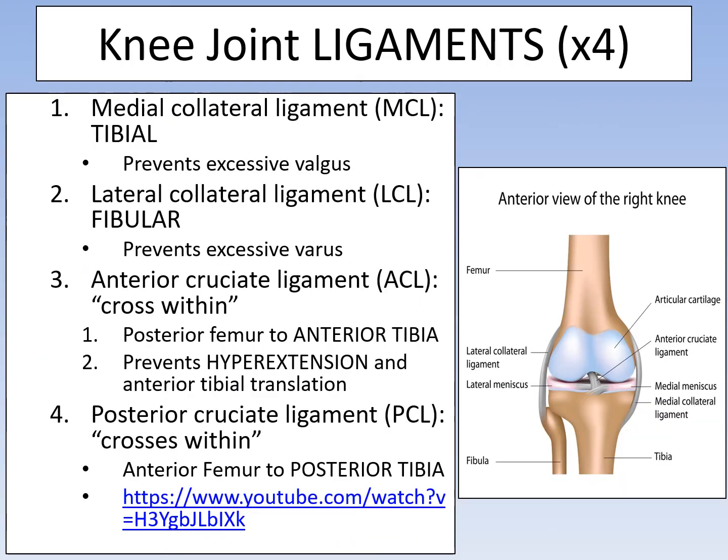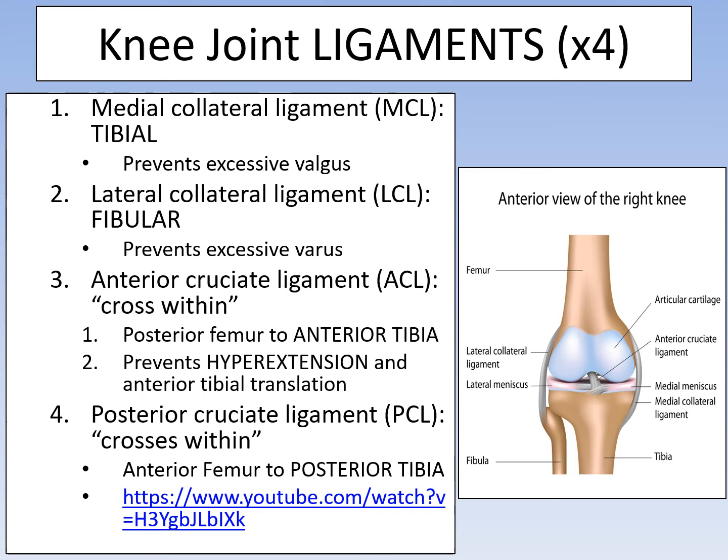We have 4 ligaments in our knees that provide stability to the knee joint. We have the medial and lateral collateral ligaments, which will provide protection in the frontal plane. So the medial collateral ligament will prevent excessive valgus forces at the knee, whereas the lateral collateral will prevent excessive varus forces at the knee. If you are unsure what the varus and valgus force is, please ask that question when we meet in lab.